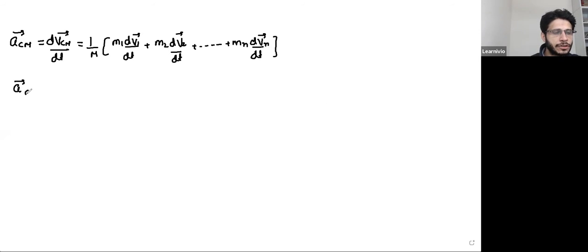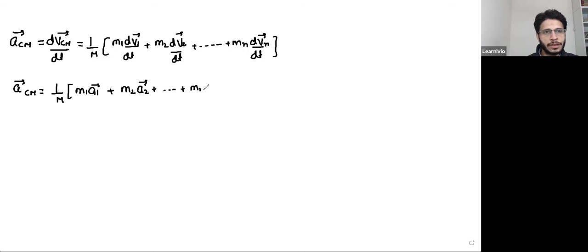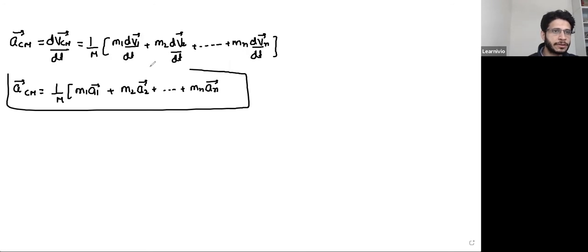So the acceleration of center of mass is 1 by M. This dv over dt is the acceleration. So that's m1a1, then m2a2, then mnan. This is how we calculate the acceleration of center of mass. Let's call this equation number 3.